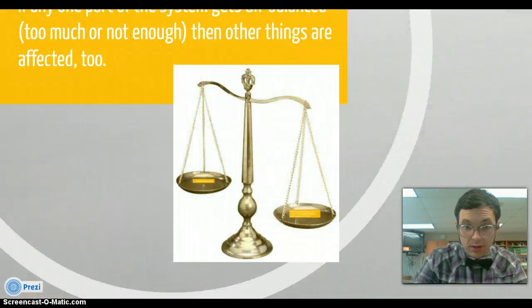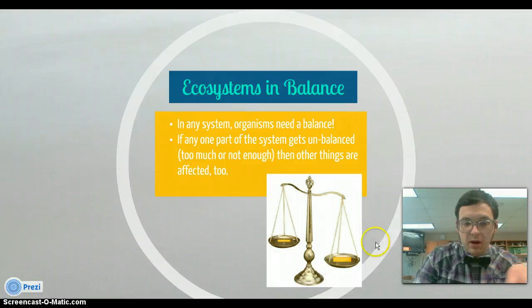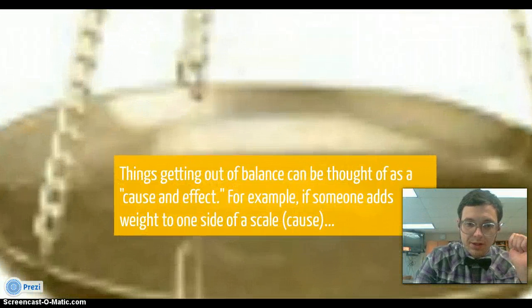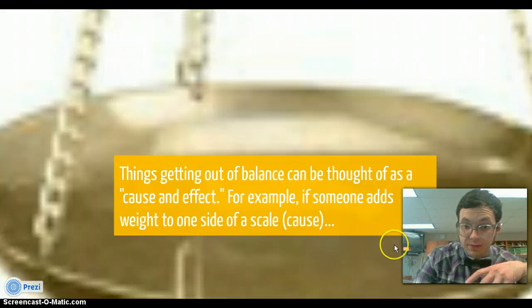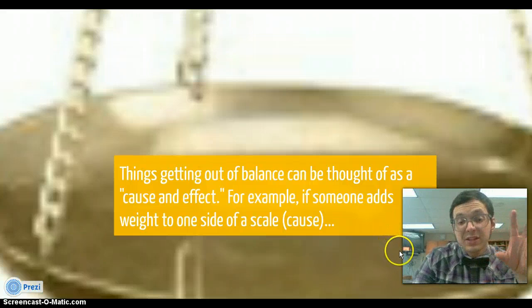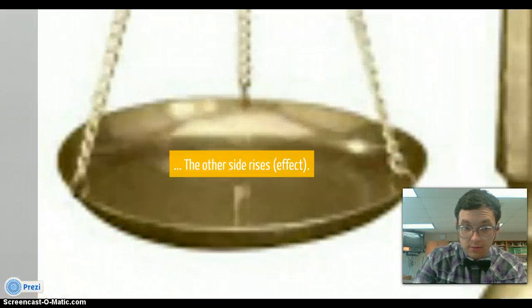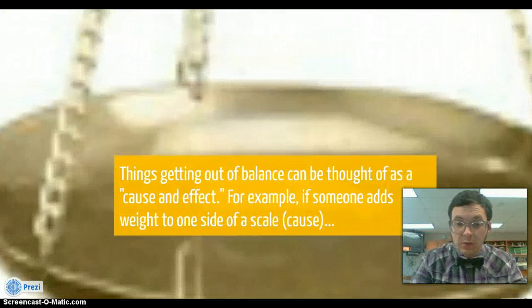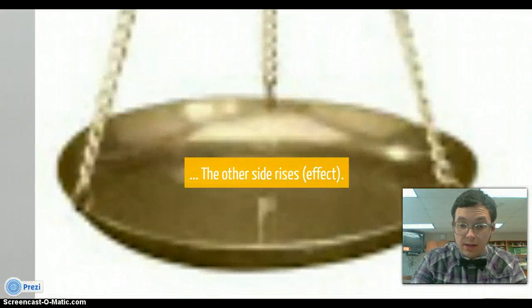Right, before we go on, this thing here is a scale. It's used to compare weights. When you put one weight on one side, the other side rises until it's the same weight as the other. We're going to use it to talk about cause and effects. So, things getting out of balance can be thought of as a cause and effect. For example, if someone adds weight to one side of the scale, a cause, then the other side will rise, an effect. Again, adding weight to one side, cause, the other side to rise, effect.